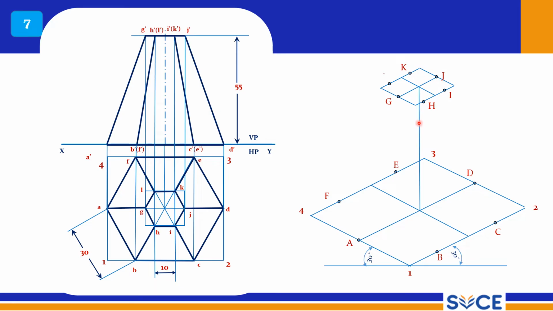Once you complete this rectangle, your work is almost done, right? Now you can mark G. G is obtained straight away here, and H is measured and marked.